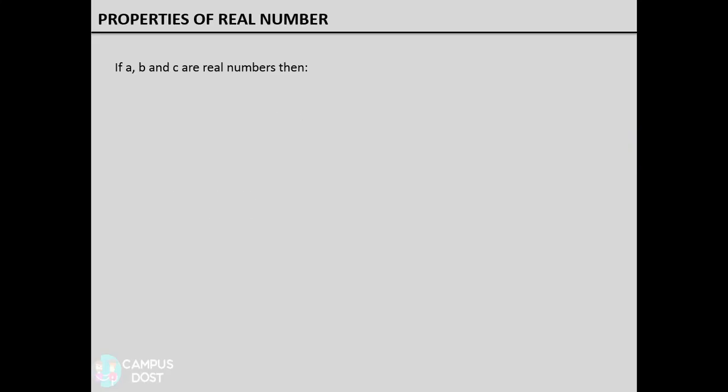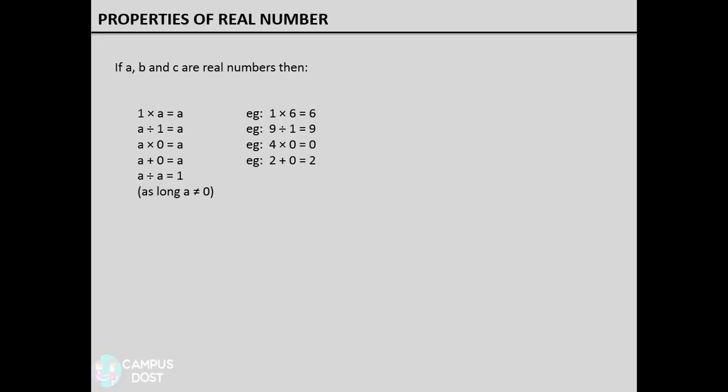Now, the last set of properties concerns the numbers 1 and 0. First, when we multiply any number by 1, the product is always that number. Second, when we divide any number by 1, the quotient is always that number. Next, whenever we multiply a number by 0, the product is always 0. And whenever we add 0 to a number, the sum is always that number. Finally, any non-zero number divided by itself is always equal to 1. In an upcoming lesson, we will examine what happens when we divide 0 by itself.